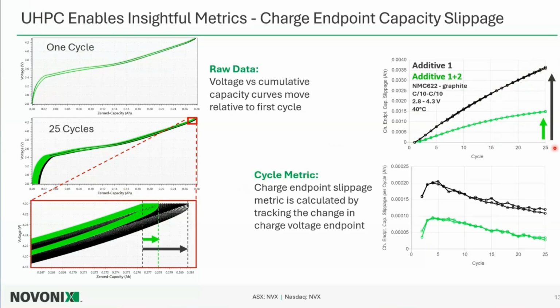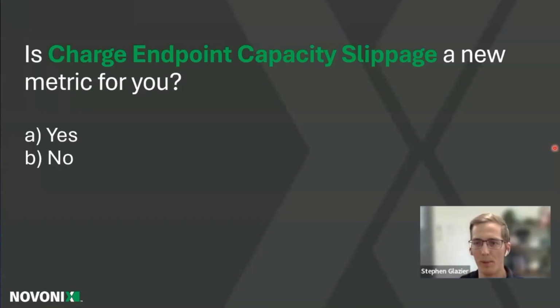So I'm going to stop for a second and ask a question. Is charge endpoint capacity slippage a new metric for you? Is this something you've used before or maybe read about, especially in Dr. Jeff Dahn's papers where he talks about UHPC and using this endpoint slippage? Or is this a fairly new concept and cycle metric?